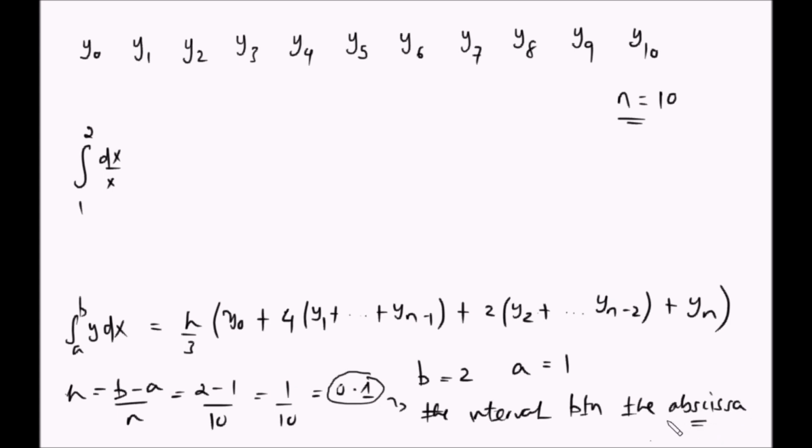Abscissa means the values of x, x naught. The y values are called ordinates: y naught, y1, y2. Those x naught, x1, x2 are called abscissa. Don't mind the spelling.